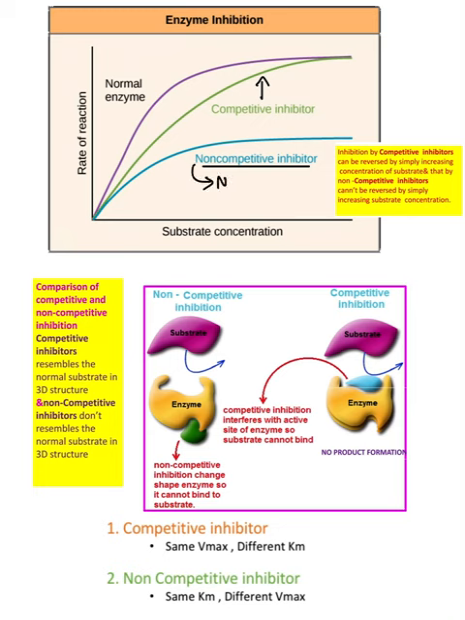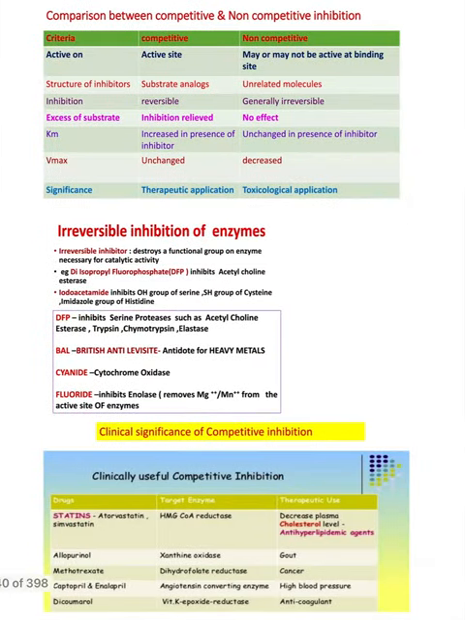Okay, non-competitive, how do you remember? I remember non-competitive as no change in KM. So this is how I remember, guys. See, non-competitive, same KM, means Vmax will be different. Competitive, do the opposite: Vmax will be the same and KM will be different. I think this makes it easy. I think you won't confuse between competitive and non-competitive anymore, guys.